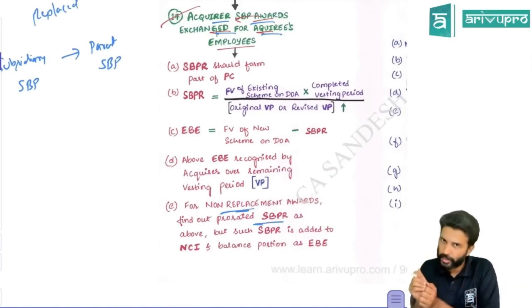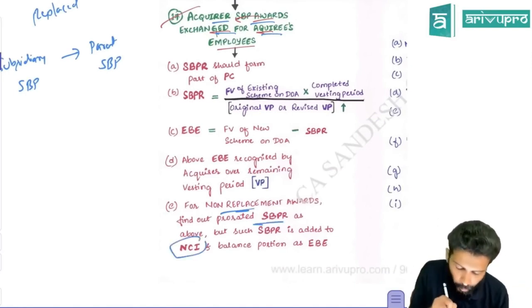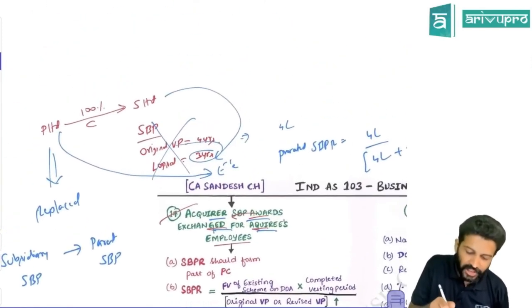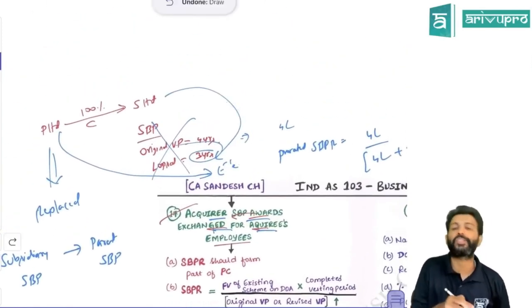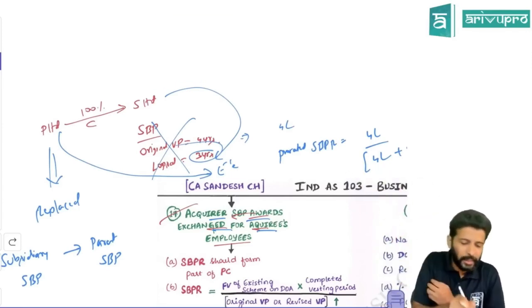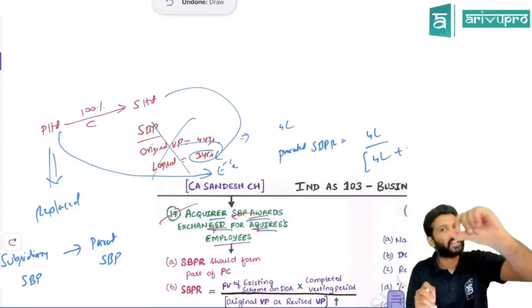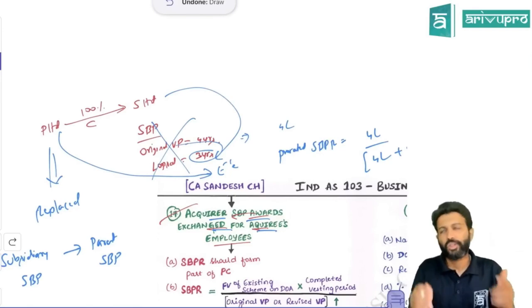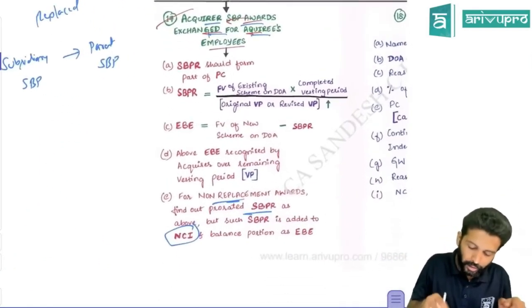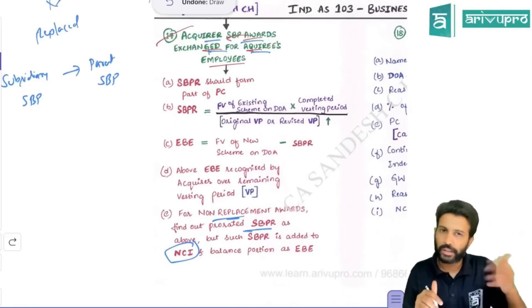find out the same prorated SBPR, but add that prorated SBPR to NCI. Because again, if the scheme continues, the employees will buy additional shares of S Limited. If the employees buy additional shares, they all become other than the P, whoever has the shares in S, that only we call non-controlling interest. So if it is a non-replacement award, again find out prorated SBPR, that will form part of your non-controlling interest. That's all it is.